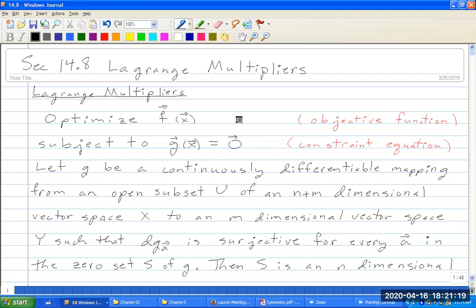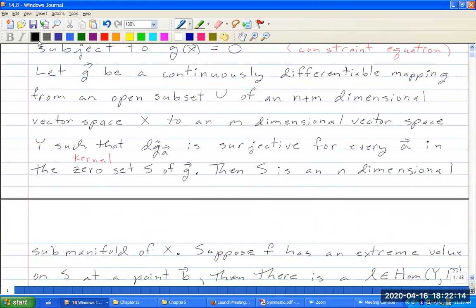So let G be a continuously differentiable mapping from an open subset U of an n plus m dimensional vector space X to a vector space Y, such that the differential of G at A is surjective for every A in the kernel S of G, the zero set S of G. Then S is an n-dimensional submanifold of X.